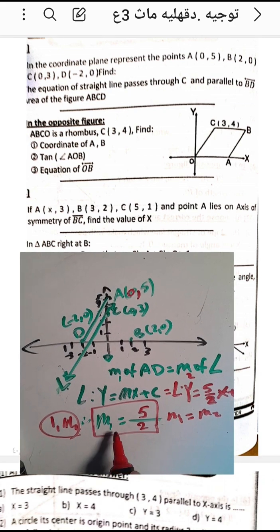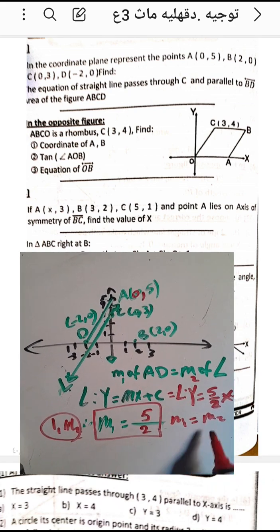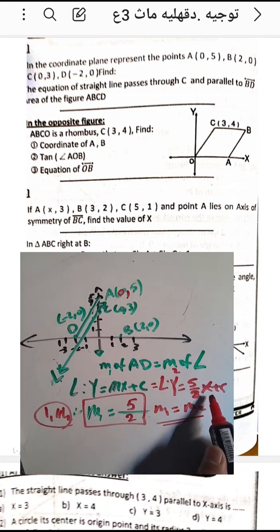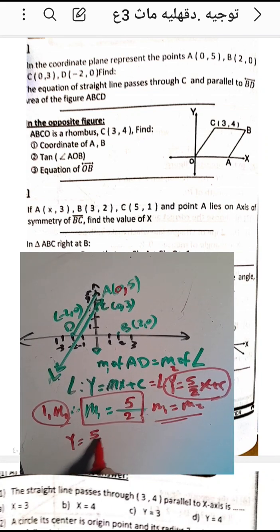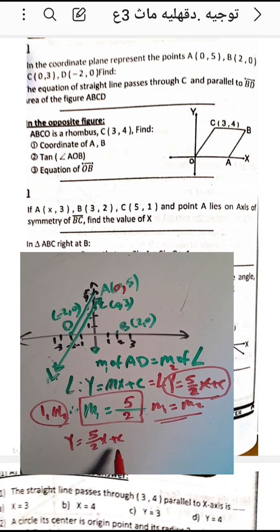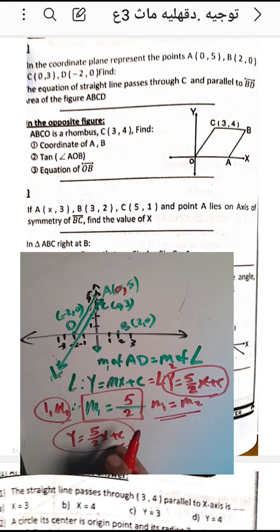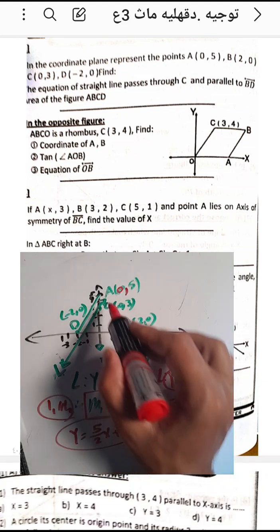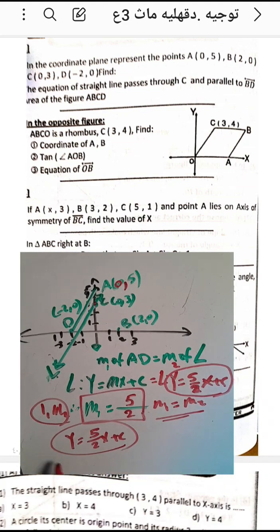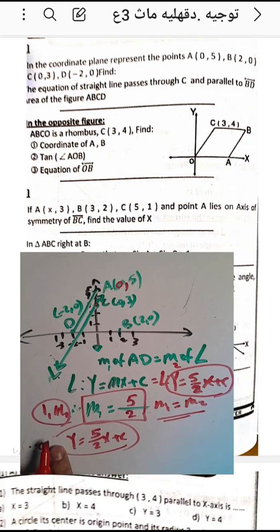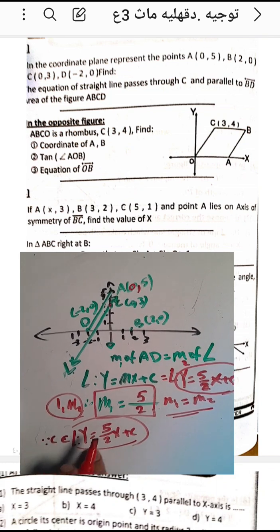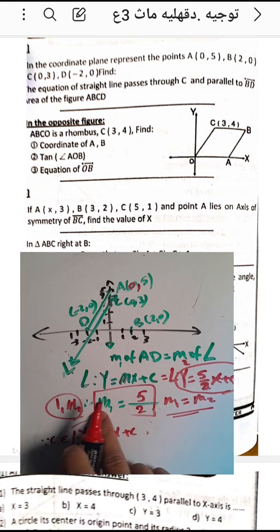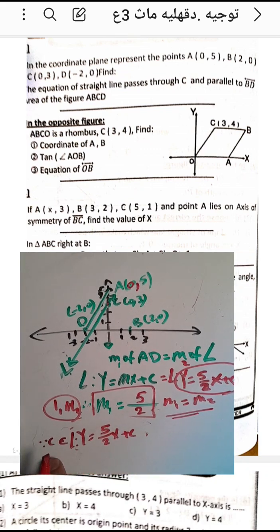Okay, understood. In the equation here, it will be y equals 5 over 2x plus a constant. Now we will find the constant. He tells us the straight line passes through the point C. Then C is on this straight line, so this point will satisfy this equation.